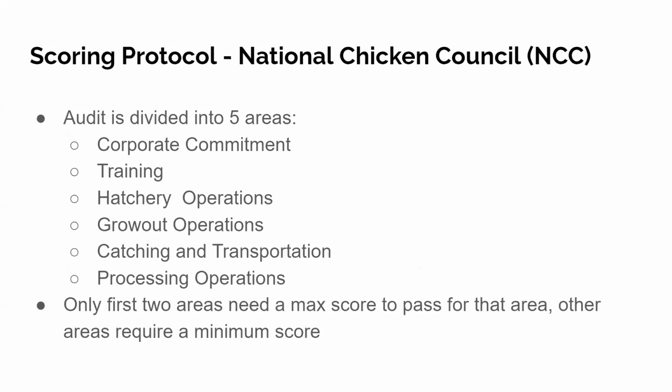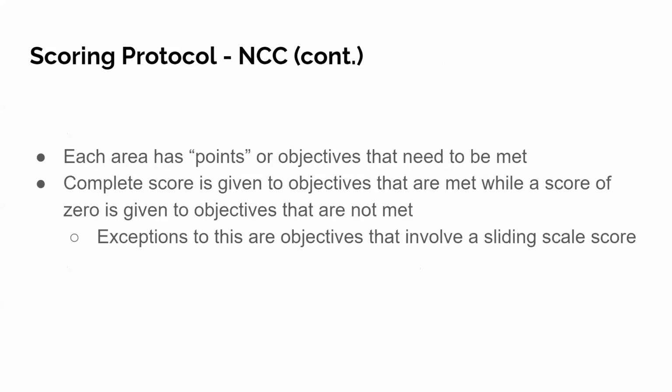As for the NCC's audit, the council's audit is divided into 5 areas: corporate commitment, training, hatchery operations, grow-out operations, catching and transportation, and processing operations. Only the corporate commitment and training areas need full scores to pass those areas. The rest of the areas need varying minimum scores.